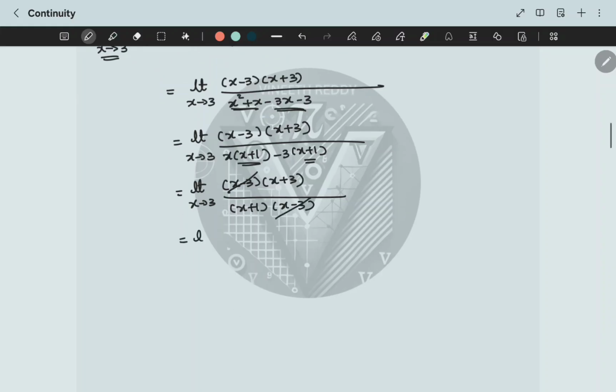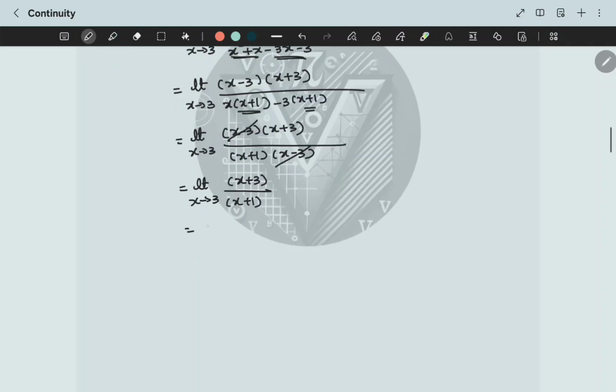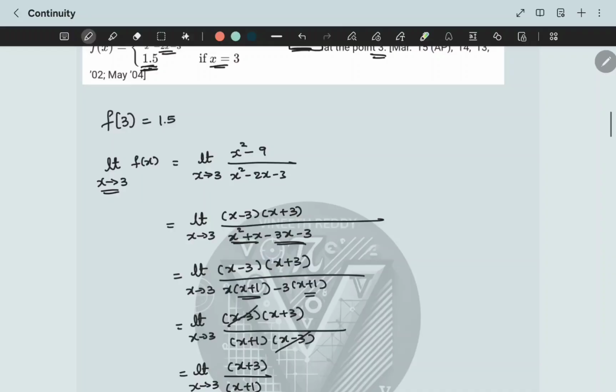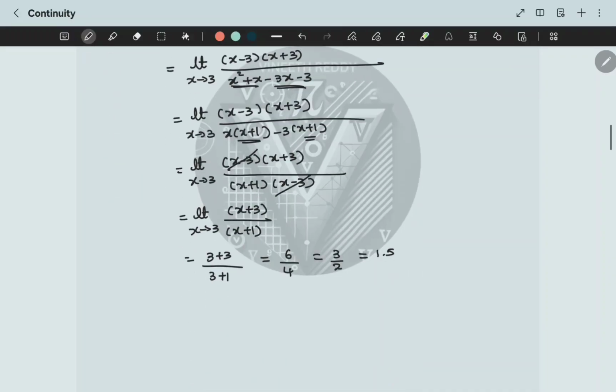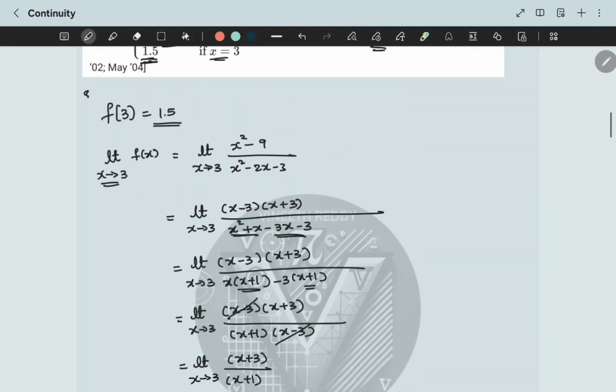So now what are we left with? We are left with limit x approaches 3 of x plus 3 in the numerator and x plus 1 in the denominator. Now we can comfortably replace x with 3. So we can say 3 plus 3 divided by 3 plus 1, which is nothing but 6 divided by 4, which is nothing but 3 divided by 2, which is nothing but 1.5. So the value of the function is 1.5 and the limiting value is also 1.5, dear students.